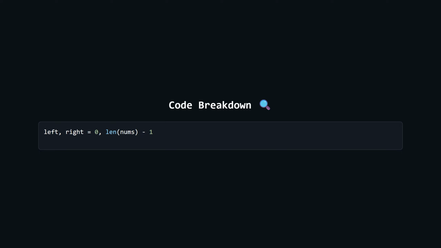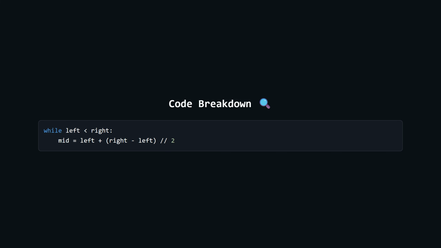Let's quickly review the specific code blocks. First, we set up our left and right boundaries just like we talked about. We loop as long as the left pointer hasn't caught up to the right one, calculating the exact middle spot each time. Here is our critical check. If the middle value is too high, it means the lowest number is definitely further down the line. Otherwise, the middle value is on the lower slope, so we pull the right boundary in to shrink the window.